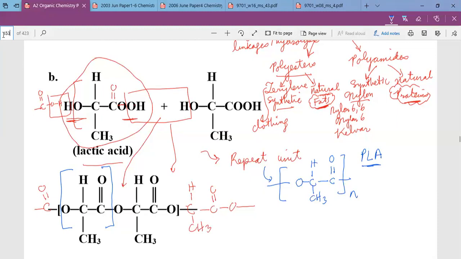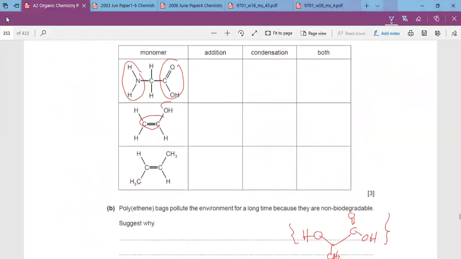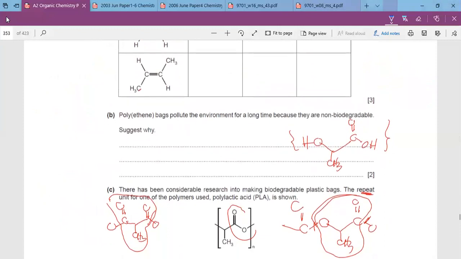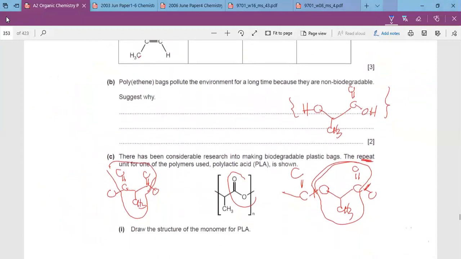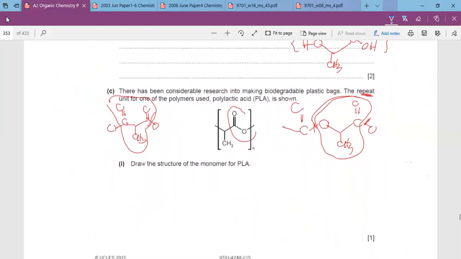3-5-3. Always remember, it's always good to back up your answers, your theory, with good questions from the past questions. Now this one here. Yesterday I think we went through here. There has been considerable research in making biodegradable plastic bags. The repeat unit for one of the monomers used is polylactic acid. But not here, see.